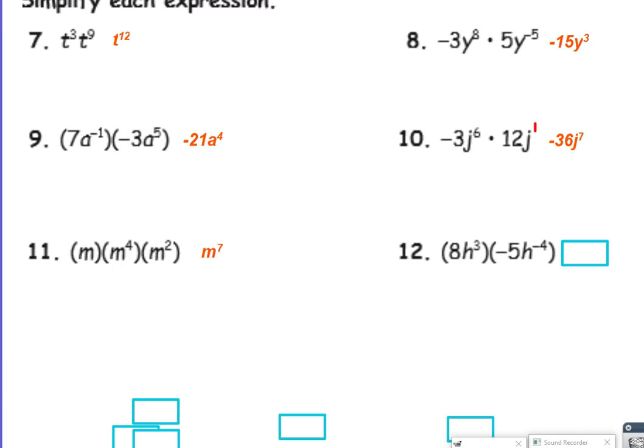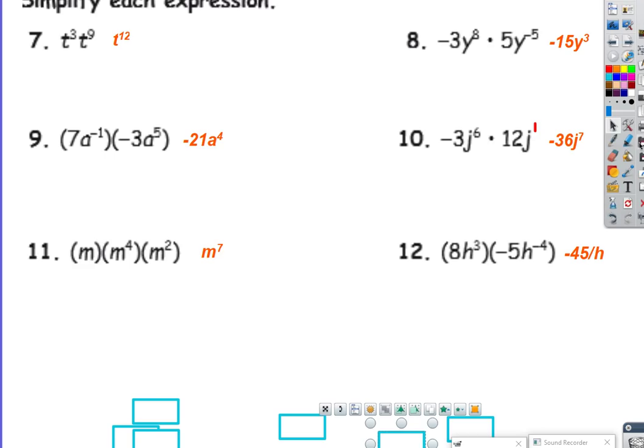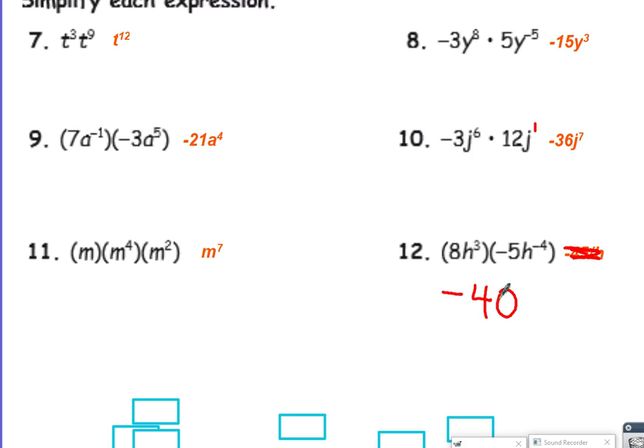And question 12, I have to multiply 8 times negative 5 to get negative 40. And h cubed times h to the negative 4 gives me h to the negative 1. Don't forget to move that negative 1 to the bottom, so negative 40 over h. We don't need to show the 1.